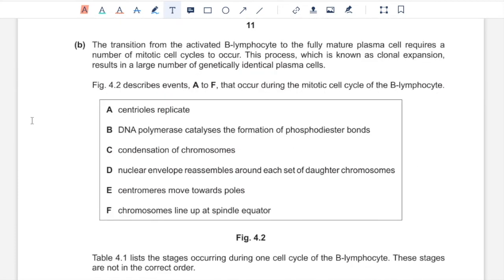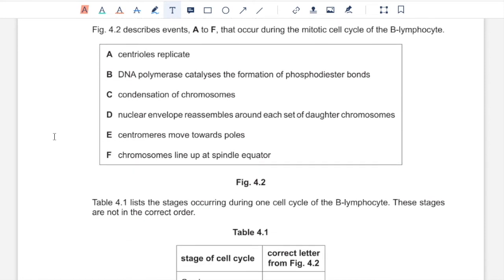B. The transition from the activated B lymphocyte to the fully mature plasma cell requires a number of mitotic cell cycles to occur. This process, which is known as clonal expansion, results in a large number of genetically identical plasma cells, which would be able to produce identical antibody molecules.